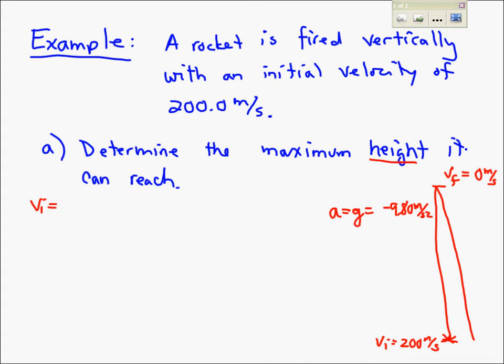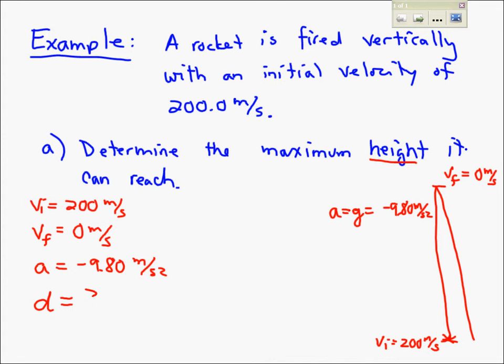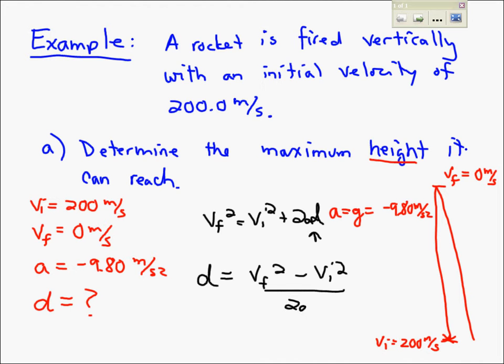When I don't have a time variable, I look on my sheet and there's one equation that does not include time, and I like to see if that works. We're trying to find d, a displacement. That's our unknown. So our basic equation, vf squared equals vi squared plus 2ad. Rearranging to solve for d, I'm going to have vf squared minus vi squared divided by 2a. Be careful with that. Make sure you divide by both 2 as well as a.